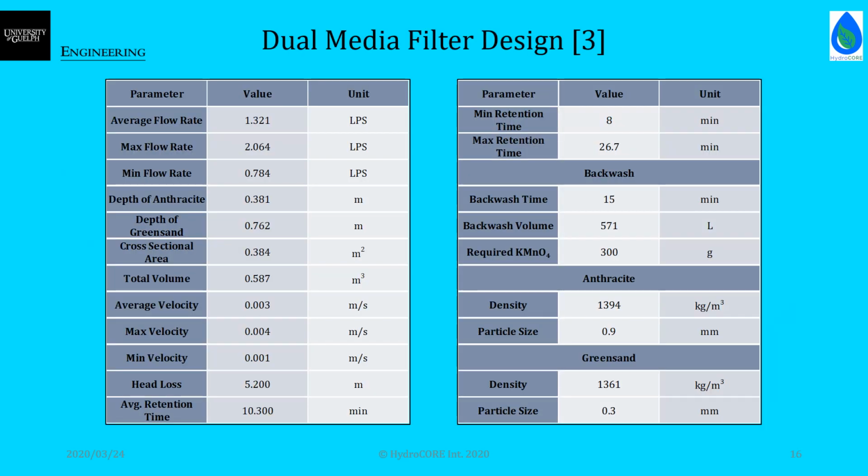Here we have some of the primary operating parameters of the filtration unit. Once per week, the filter undergoes a 15-minute backwash procedure to remove the trapped contaminants and to restore the redox potential of the green sand.